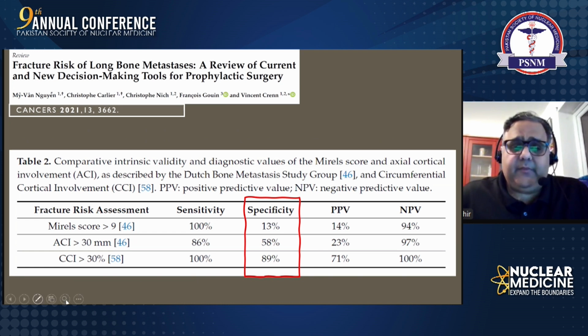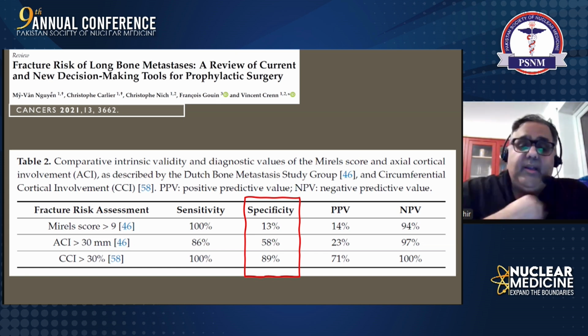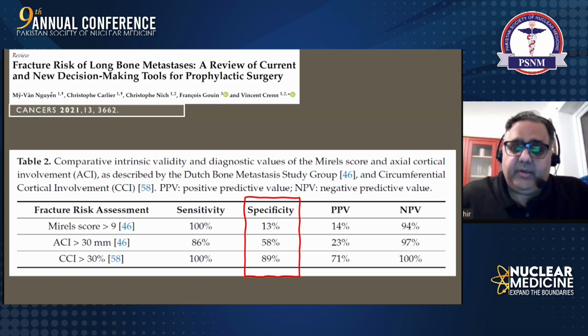They actually compared the three available systems. One is the Mirels scoring system, as I discussed, in the long bones, in which a score higher than 9 has high sensitivity, but limited specificity. Then there is an axial scoring system on the CT, with 30 millimeters of cortical bone involvement, and then there is another scoring system in which the extent of the cortical involvement is used, which has very high specificity. But these ACI and CCI are based on CT, and the Mirels scoring system is based on X-rays.